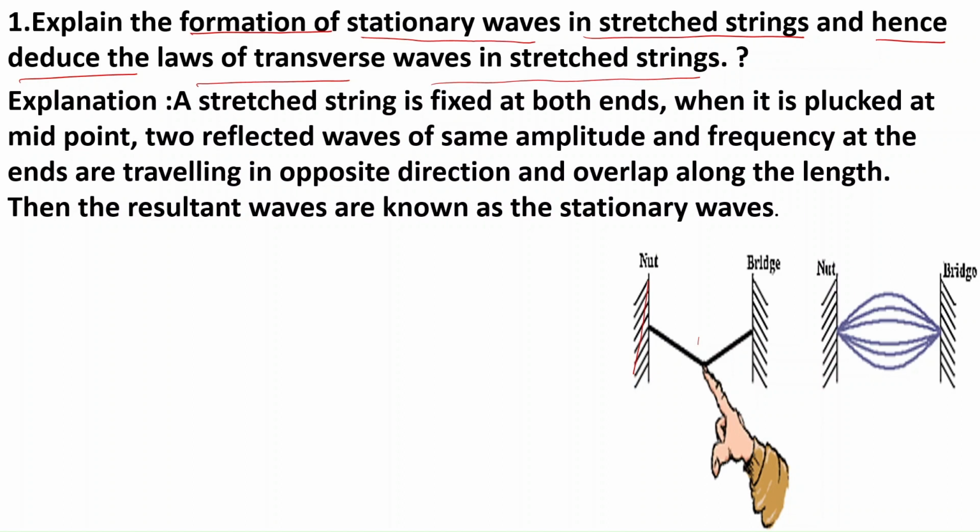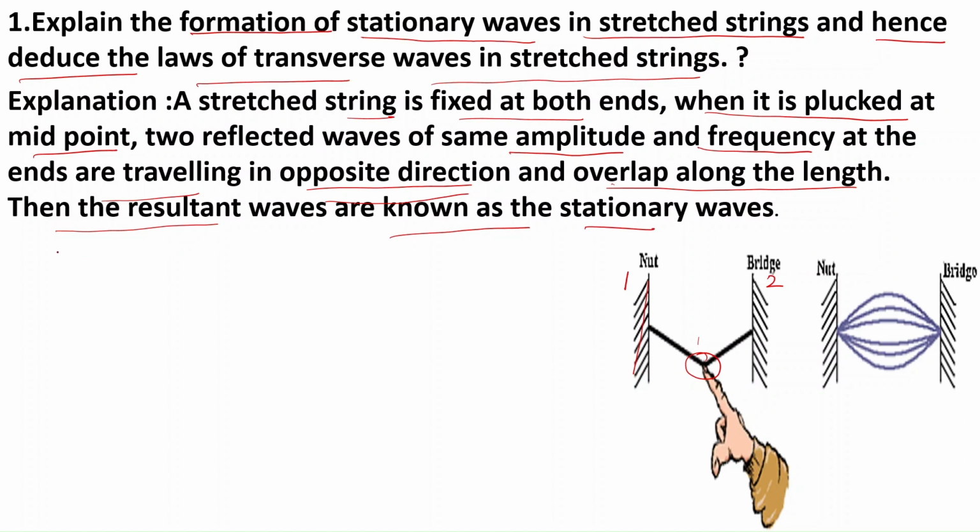So let me see the explanation in written. A stretched string is fixed at both ends. Here this is one end and this is the second end. When it is plucked at the midpoint, two reflected waves of the same amplitude, same frequency and same wavelength at the ends are traveling in opposite directions and overlap along the length. Then the resultant waves are known as stationary waves.